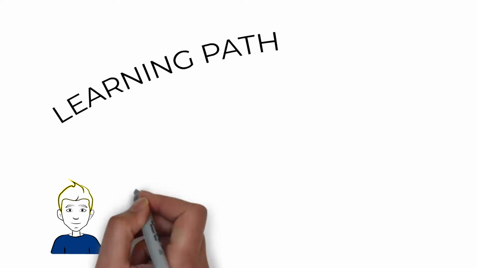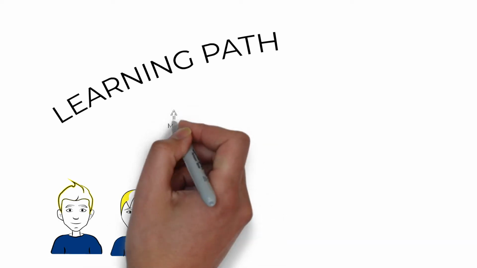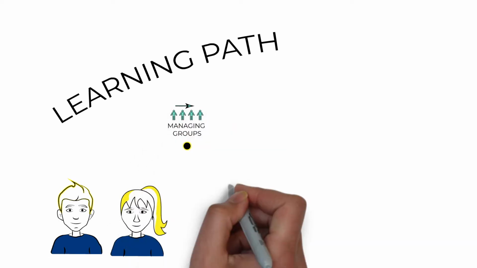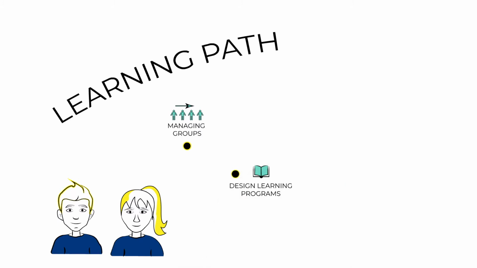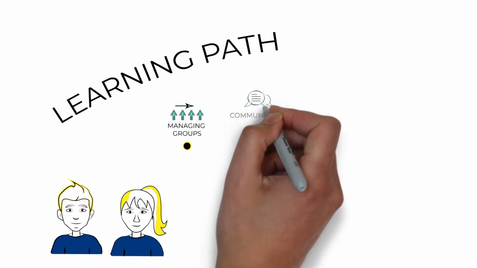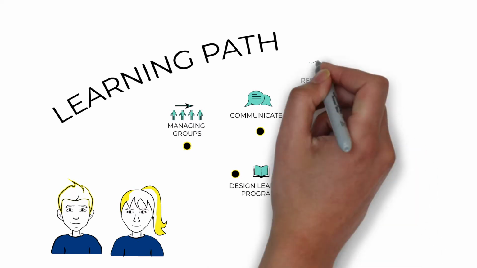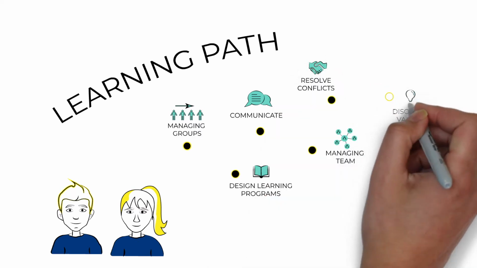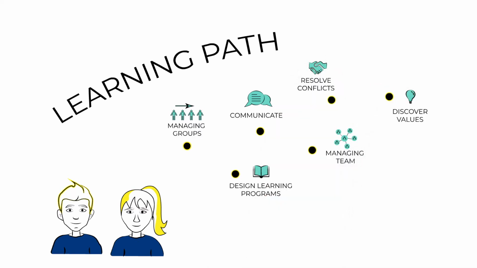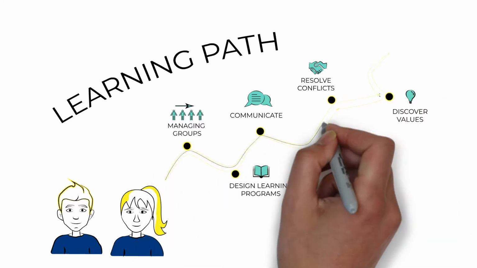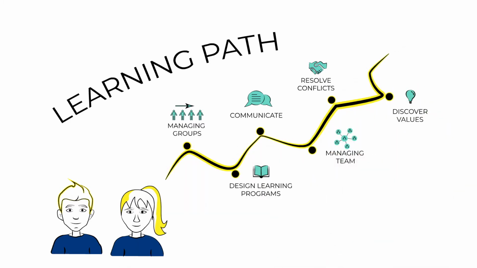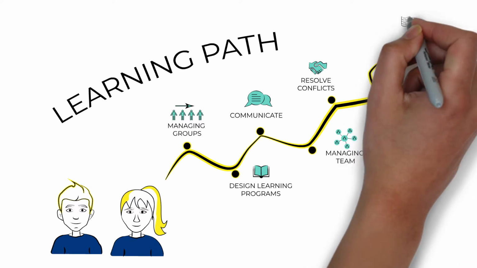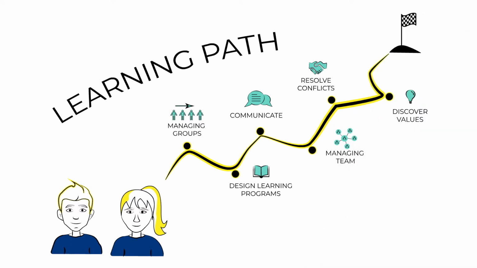Trainers are also professionals who should have different kinds of competences, such as an ability to manage a group of learners, to design the learning program or a workshop, to be able to communicate with others, to manage a team, resolve conflicts, or discover values, just to name a few. This variety of multidisciplinary tasks that goes over a variety of professions makes the task of becoming a professional trainer quite complex.